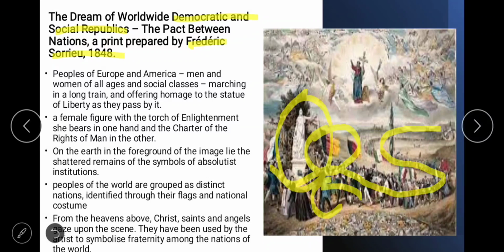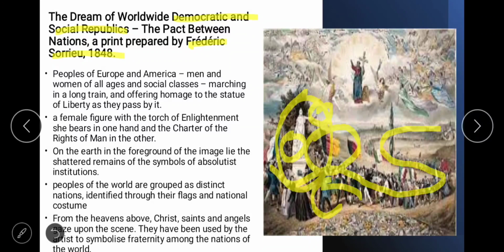Why is it a female figure, and what does this female figure signify? If we recall, during the time of the French Revolution, artists personified liberty as a female figure bearing the torch of enlightenment in one hand and the charter of rights of man in the other. Students, I'm not sure if the picture is clearly visible in the slide, so please make sure that you refer to your respective books once the chapter is done.